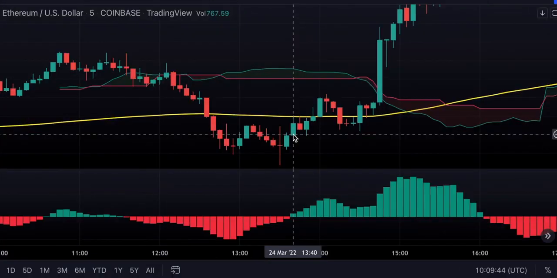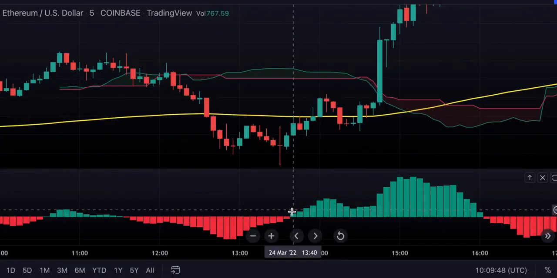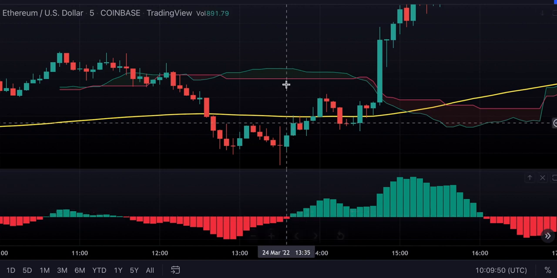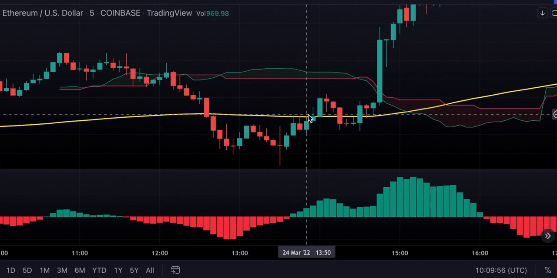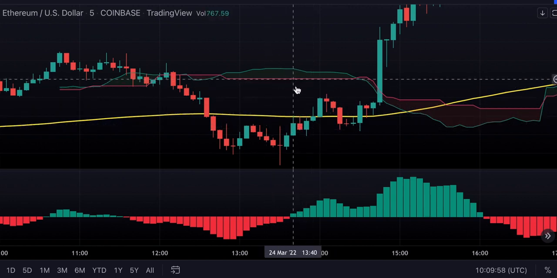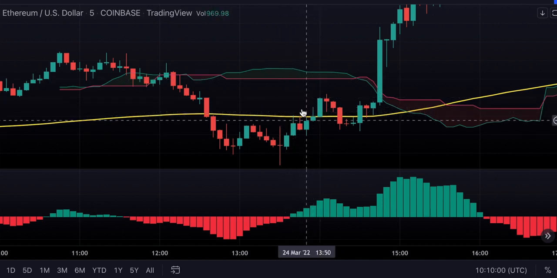Here's another example where you should not take a trade. So you see you have a new signal from your MACD indicator. The cloud is green, but the price is sitting underneath this moving average and underneath the cloud. So we avoid that trade.